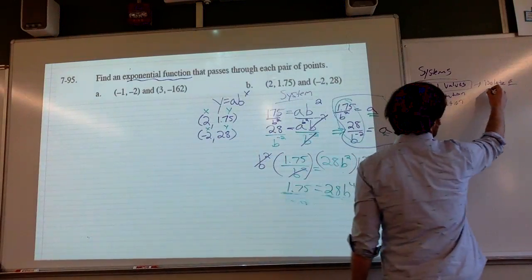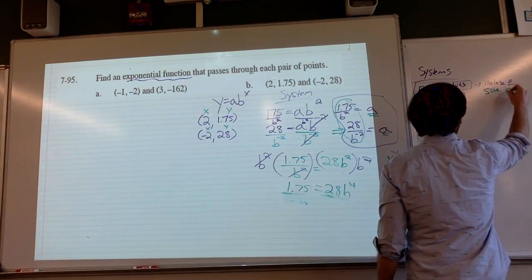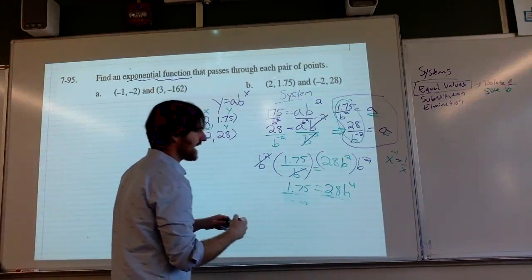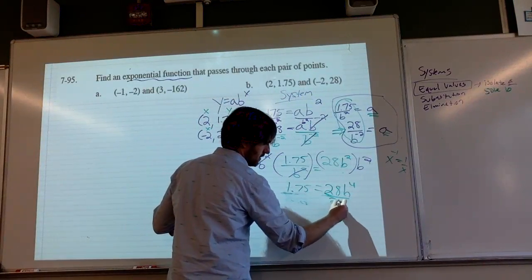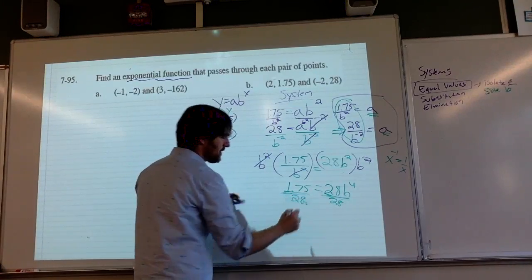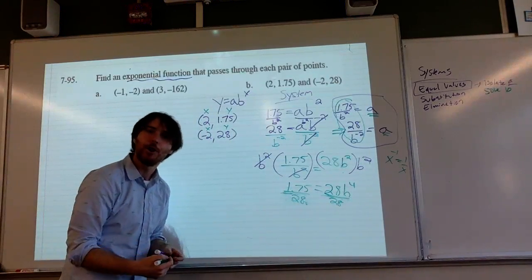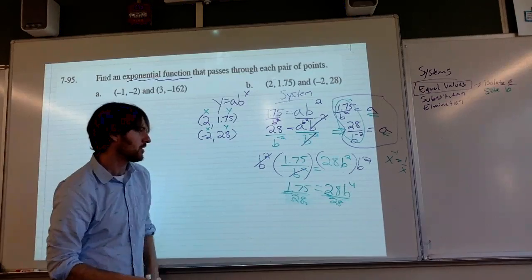Isolate a. Okay, solve for b. I'm going to divide both sides by 28. That's the next step to solving this one here. You might be thinking, whoa, did I do something wrong? No, you're just going to end up with a decimal here. So let's check this one out.